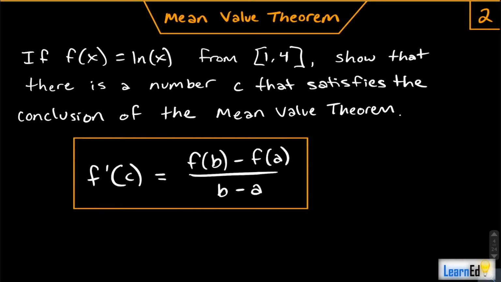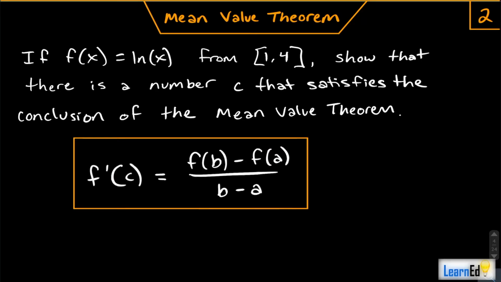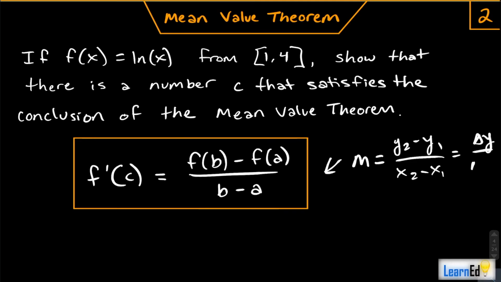So basically, what the mean value theorem says is that f prime of c, and I'll explain what that is in a second, equals y2 minus y1 over x2 minus x1. The reason I said it like that is because this is basically the slope formula. When you had a line, you had m equals y2 minus y1 over x2 minus x1, which can also be written as the change in y over change in x. Well, basically what this f prime of c is, it's m.